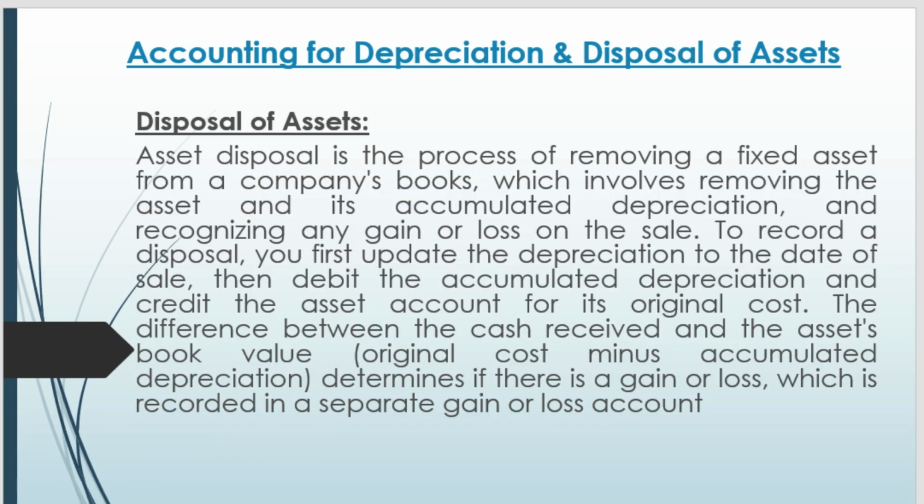Disposal of assets. Asset disposal is the process of removing a fixed asset from a company's books, which involves removing the asset and its accumulated depreciation and recognizing any gain or loss on the sale. To record a disposal, you first update the depreciation to the date of sale, then debit the accumulated depreciation and credit the asset account for its original cost. The difference between the cash received and the asset's book value, original cost minus accumulated depreciation, determines if there is a gain or loss, which is recorded in a separate gain or loss account.